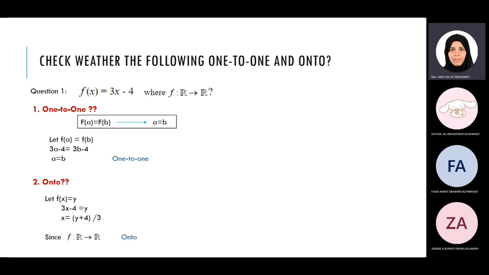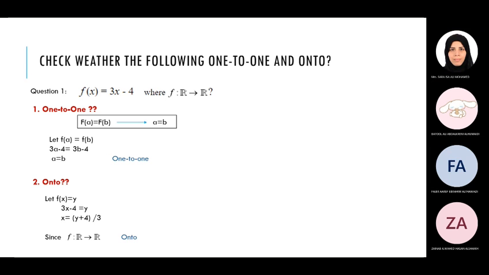When would this definition be not onto? When it is from Z to Z, and I put x in the form of y and express it with y as an integer. Do I always get an integer value? No, sometimes I will not get an integer number. So in this case, it will not be onto. But because it is from R to R, it will be onto and one-to-one.